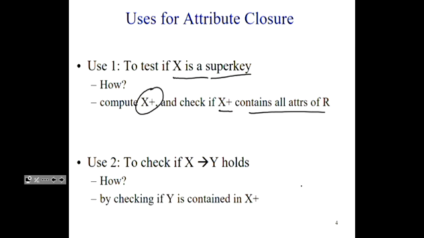Okay? To check if X implies Y, or X determines Y holds, you do something similar. You once again compute this X plus, and then you check if Y is contained within that or not. If Y is contained within that, you know for a fact that X implies Y holds. If it is not contained within that, then you know that it doesn't hold. Okay, so attribute closures are a convenient way to check if a certain functional dependency holds, or if you want to check if a certain set of attributes is a super key.